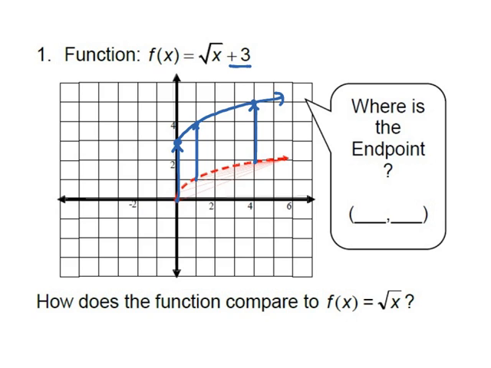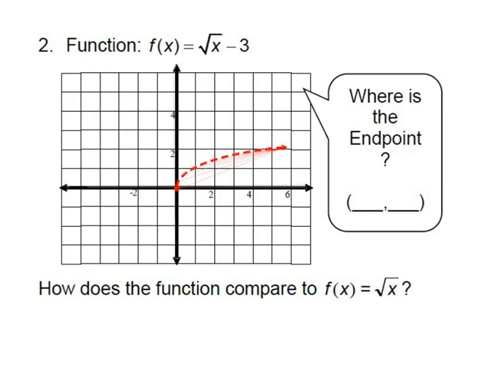So this graph is the function f of x equals the square root of x plus 3. All we did was translate the graph up 3 units. So down here at the bottom where it says how does this function compare to our parent function, well, we moved it up 3 units. And notice by moving it up 3 units, our endpoint, which is this point right here, is now at the ordered pair 0, 3. It's no longer at 0, 0.